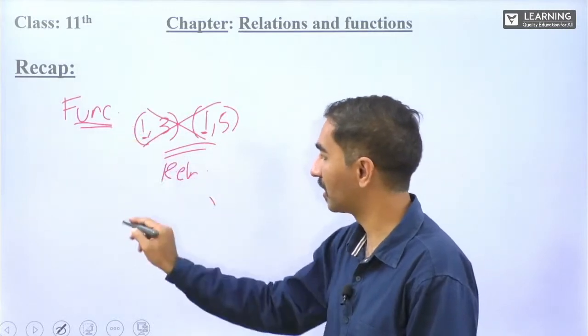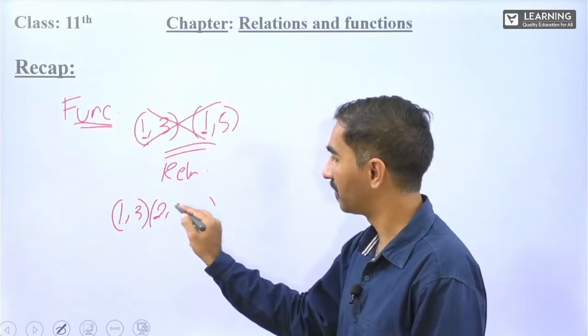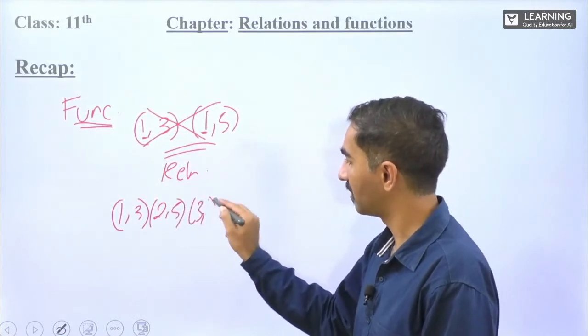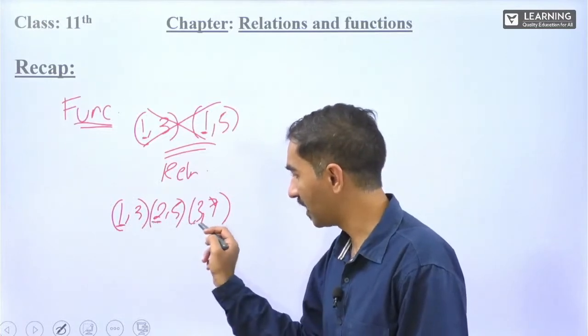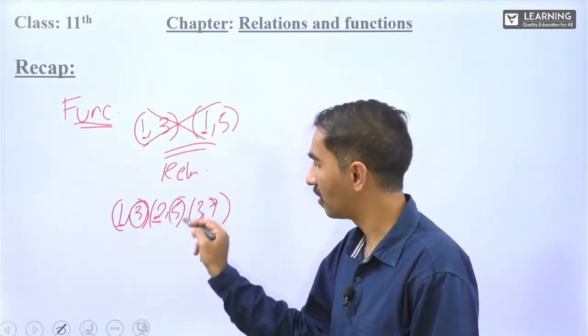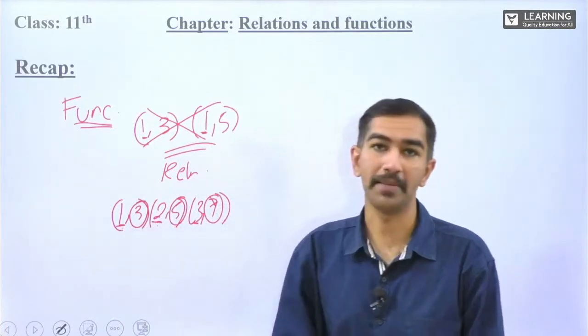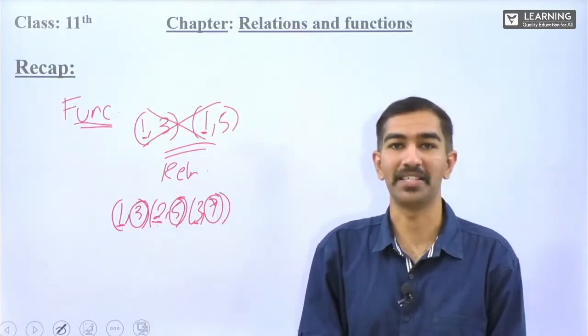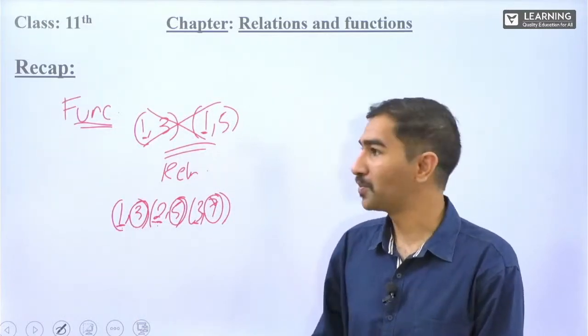So what is a function then? How will a function look? A function will look something like this: (1, 3), (2, 5), (3, 7), and so on. Each first element will have a unique image of y. No two x elements will be the same. That is how we define a function. Understood? This is what we saw in the previous class, so I hope you are very clear with that.